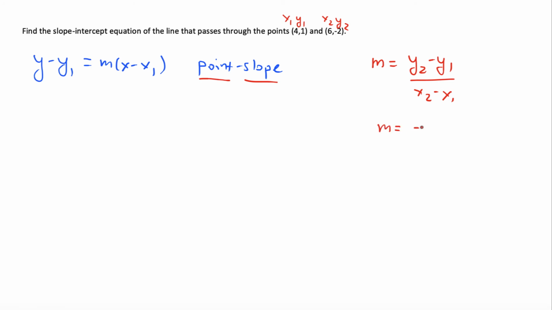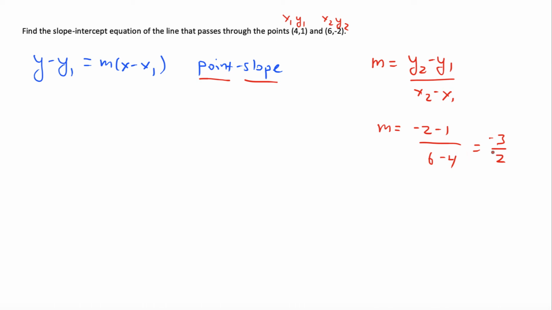So we get -2 minus 1, and on the denominator we'll get 6 minus 4. Okay, so -2 minus 1 is -3. We get 2 down here, right? So the slope is -3 over 2.